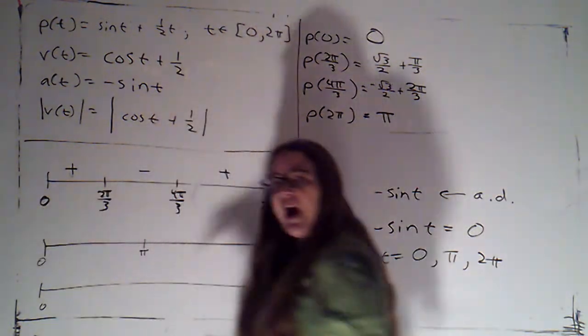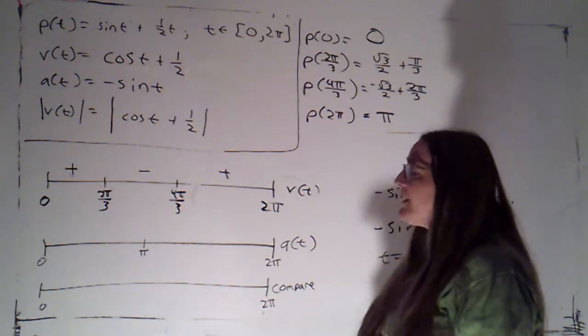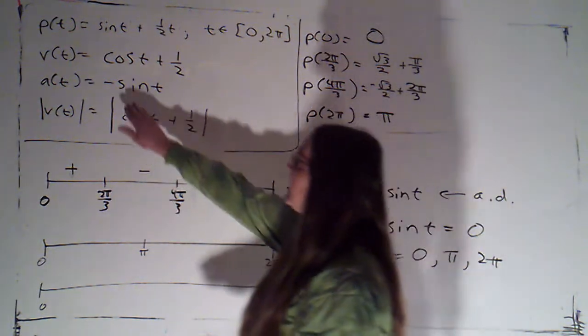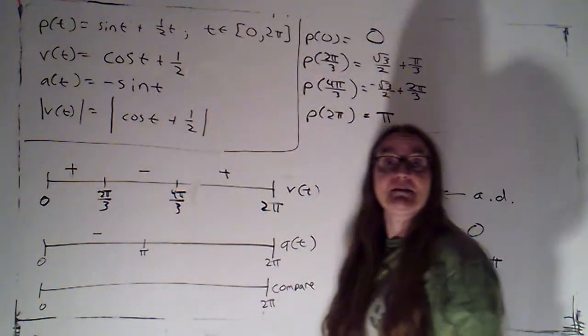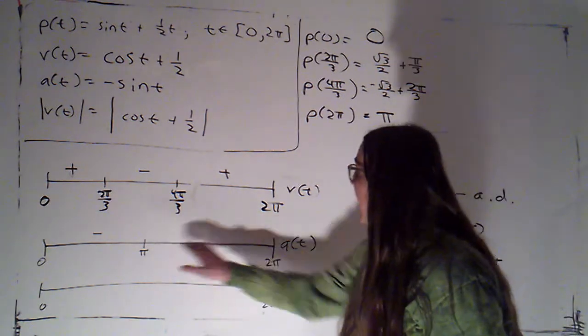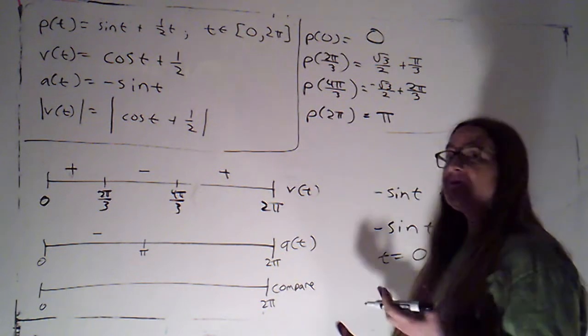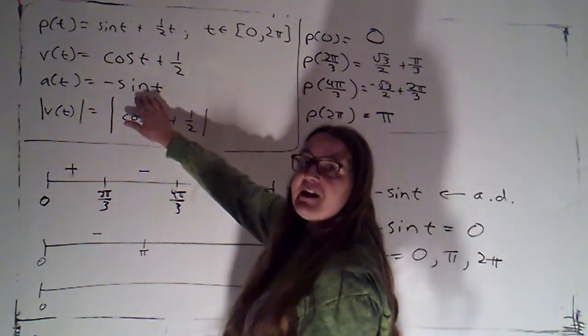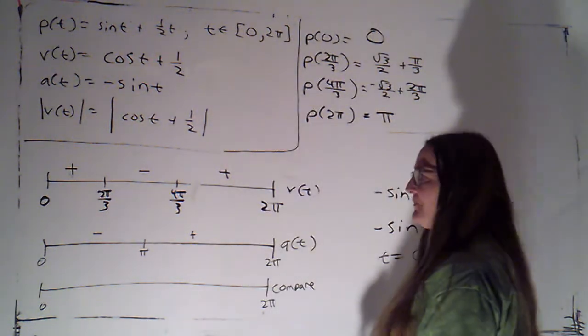Now from 0 to pi, I know that just corresponds to quadrants 1 and 2. In quadrants 1 and 2, sine is positive, but acceleration is the opposite of sine. So acceleration will be negative. The interval from pi to 2 pi corresponds to quadrants 3 and 4. Their sine is negative. That will make the opposite of sine, which is the acceleration, positive.